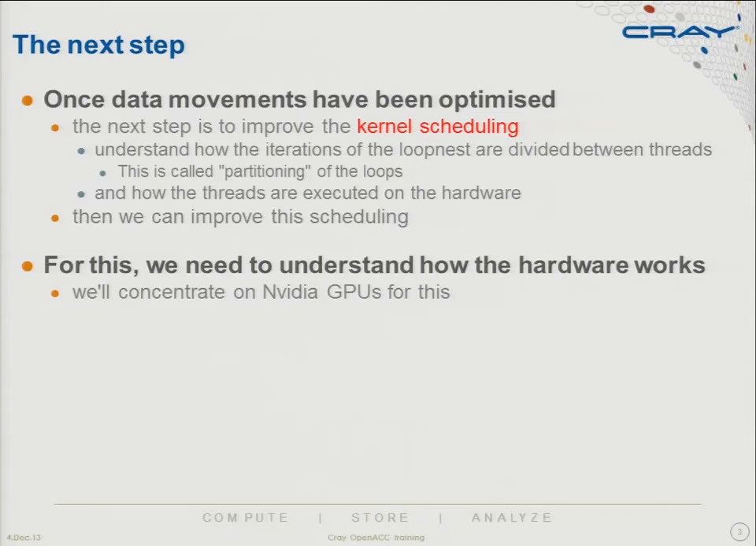So what I want to talk about here is a bit of performance tuning. I'm assuming now that you've been through the exercise of putting your data regions in, nested data regions where you need them, and you've minimized the data movements. You've done that, and now you think, well, my runtime is dominated by my compute kernels. Can I improve the performance of the compute kernels? How do I go about doing that? So I'm going to talk a little bit about kernel scheduling, understanding how loop iterations are divided between threads, and then how you can make changes to that that are hopefully improvements.